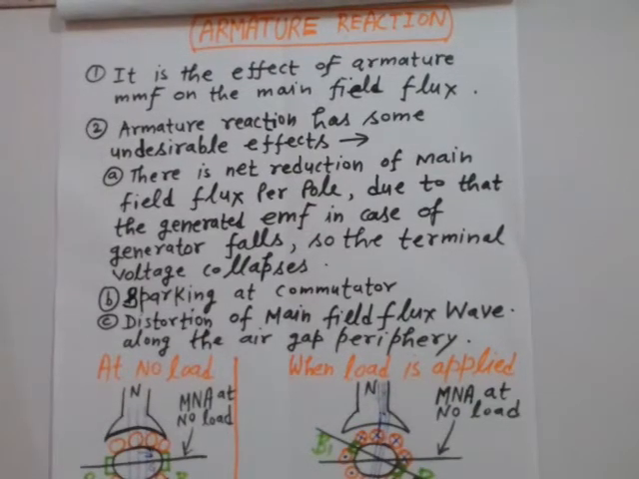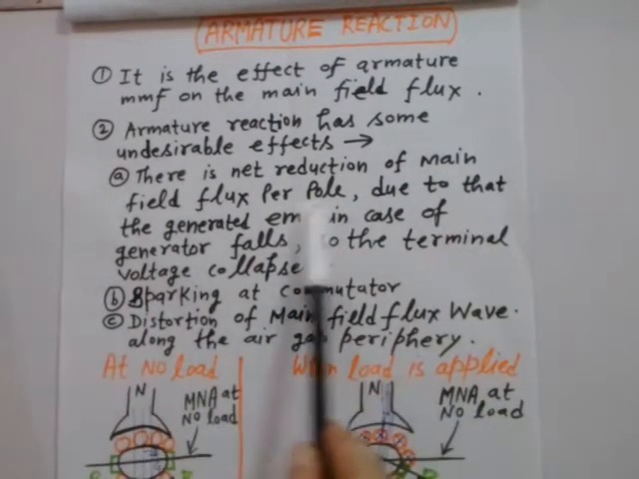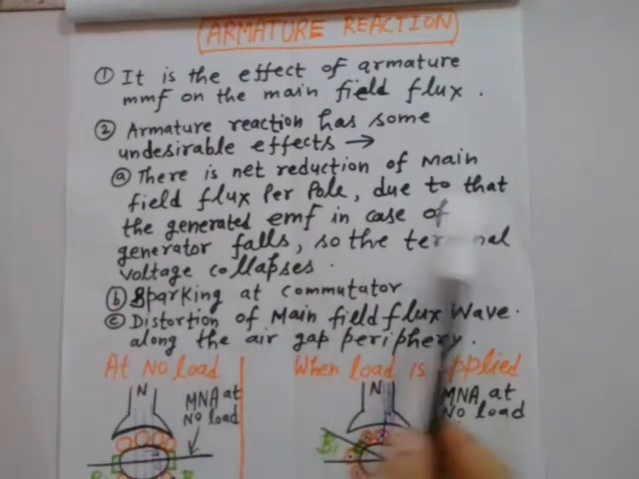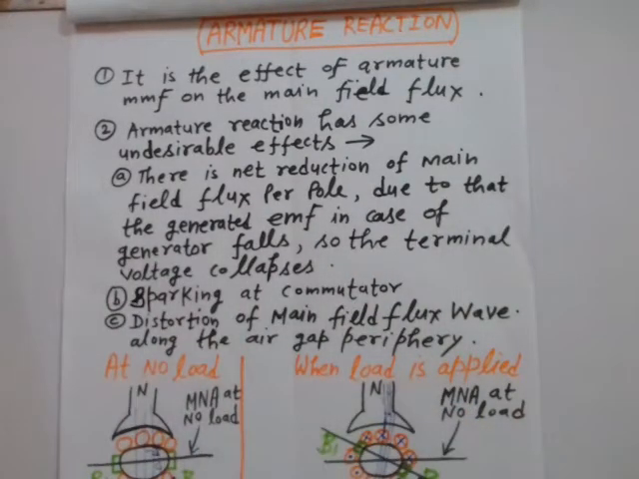Number one, there is a net reduction of the main field flux per pole. Due to that, the generated EMF in case of a generator reduces, so the terminal voltage falls. Second is sparking at the commutator. And third is distortion of the main field flux wave along the air gap periphery. These are the undesirable effects of armature reaction.